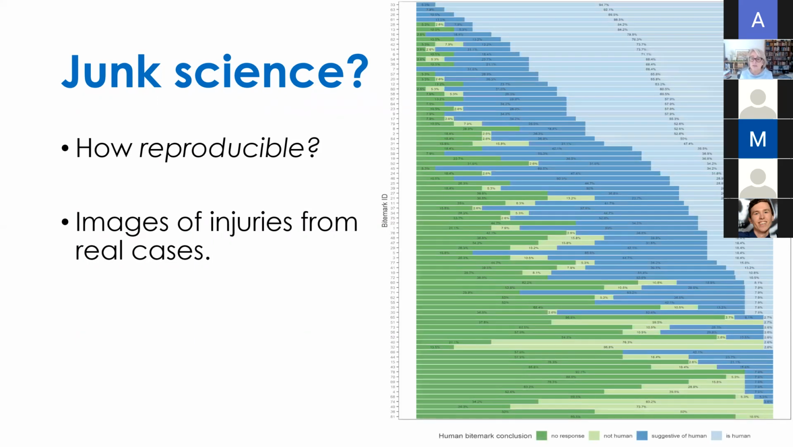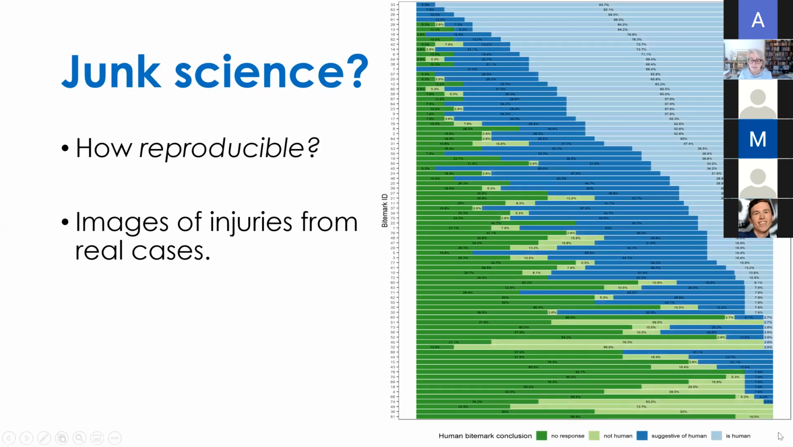The plot I'm showing you is a little busy, but allow me to explain. Each row here represents one of those 80-some images of bite mark injuries, and the colors reflect the conclusion. The dark green is, I'm not sure. The light green is not a human bite mark, but a bite mark. The dark blue is, I think it's a human bite mark.